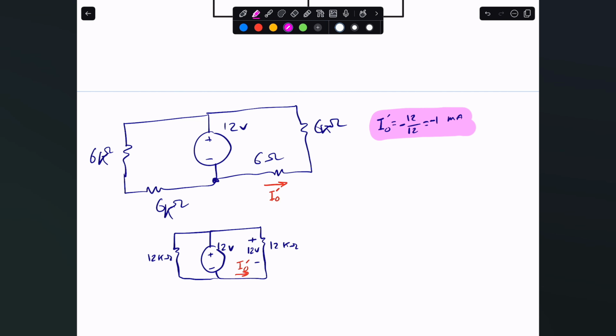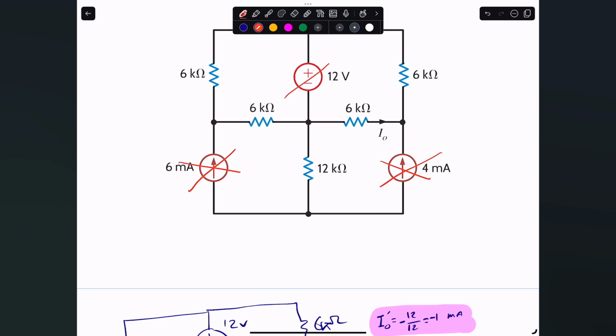All right, what about the other sources? Now I will turn off the 12 volt source and the 4 milliamp source, and keep, for example, this source on for now. I'll redraw the circuit to do that.